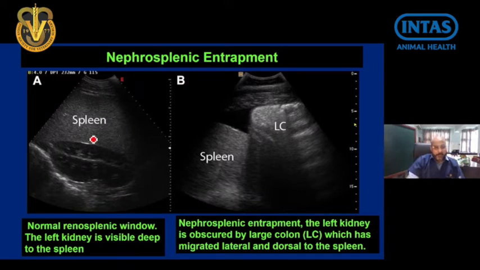So I told you about this, again referring back to my previous slides, where I talked of nephrosplenic entrapment. Now this is normally how the spleen and the left kidney should look. This is the normal representation in a normal animal, the relation of the spleen and the kidney. But whenever there is a nephrosplenic entrapment, you will find a spleen here, but you won't find a kidney. Instead, you will find a colon here. That is the large colon here. That means there is a displacement of the large colon towards the dorsal side, which has pushed the spleen forward, and the kidney has gone backward to the colon. Okay, so this is how you diagnose nephrosplenic entrapment at window 3.